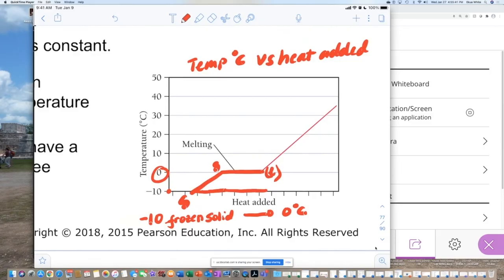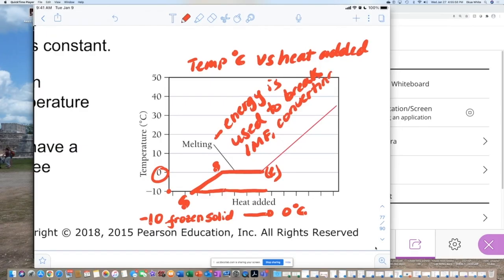Am I just wasting energy? No. Here at melting, energy is used to break bonds, to break intermolecular forces, converting solid to liquid, right? The energy has a purpose. It's being used at that point to break intermolecular forces, converting the solid to liquid.